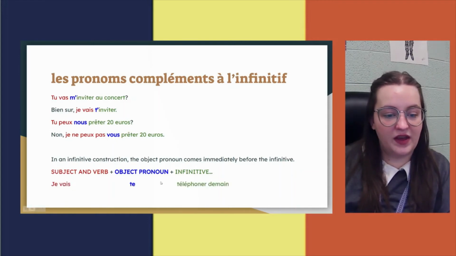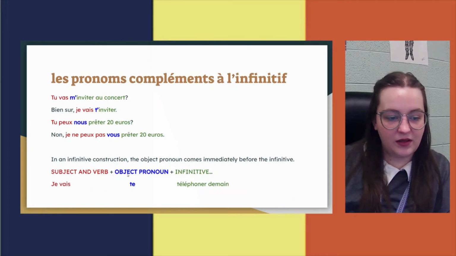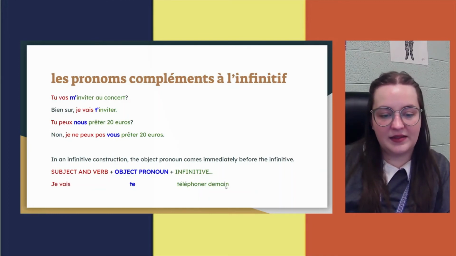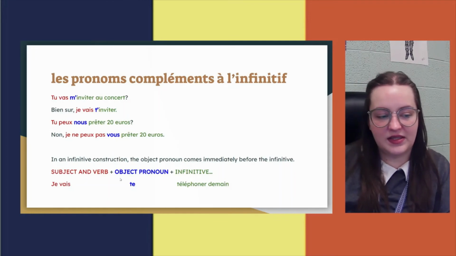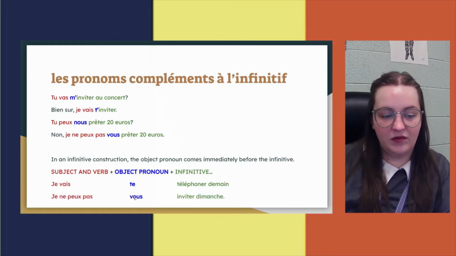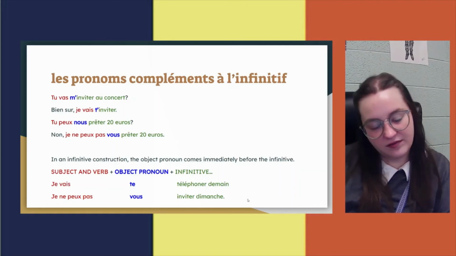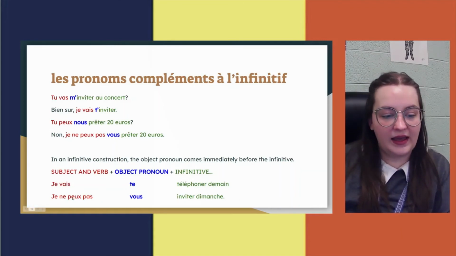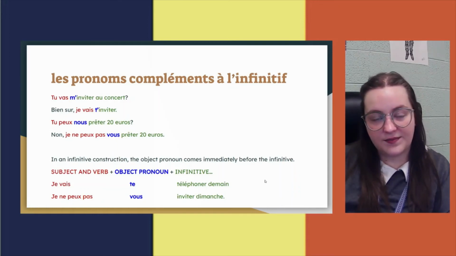So, je vais te téléphoner demain. Je vais, subject and verb. Te, object pronoun. Téléphoner demain is the infinitive and the rest of the sentence. I am going to call you tomorrow. Je ne peux pas, subject and verb. Vous, object pronoun. Inviter dimanche, infinitive, rest of sentence. So I can't invite you Sunday.